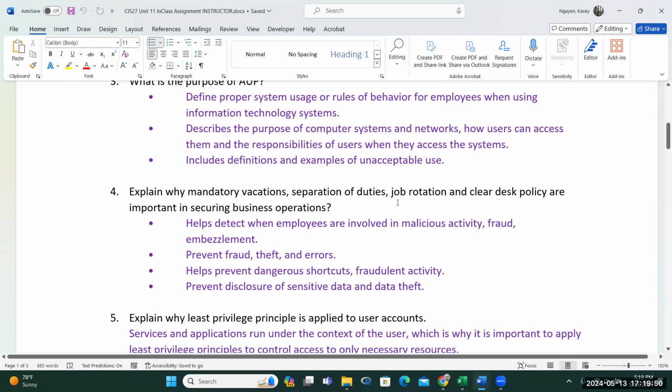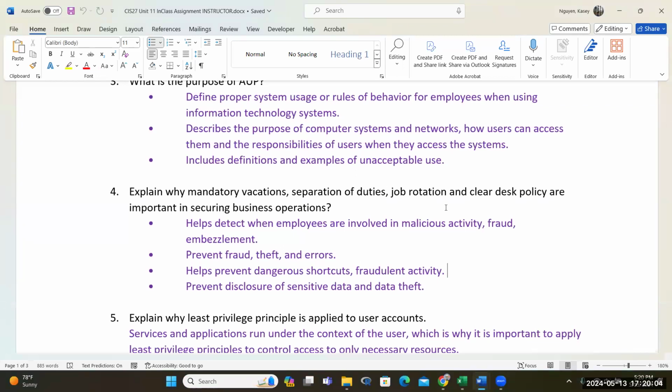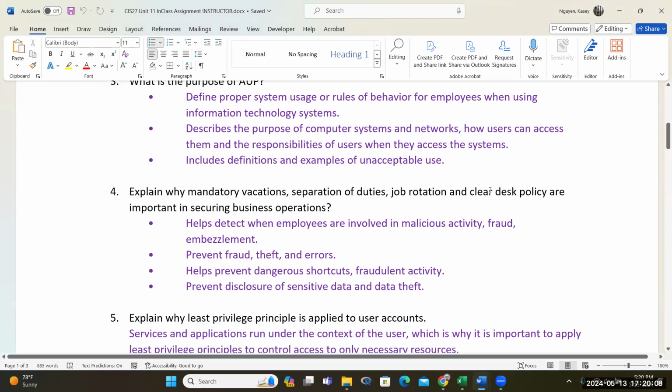Job rotation helps prevent dangerous shortcuts or fraudulent activity as well. So in some cases, you see that you would have developers rotating roles, right? Or management, you see that pretty commonly, where they would rotate, possibly with shifts or even regions.